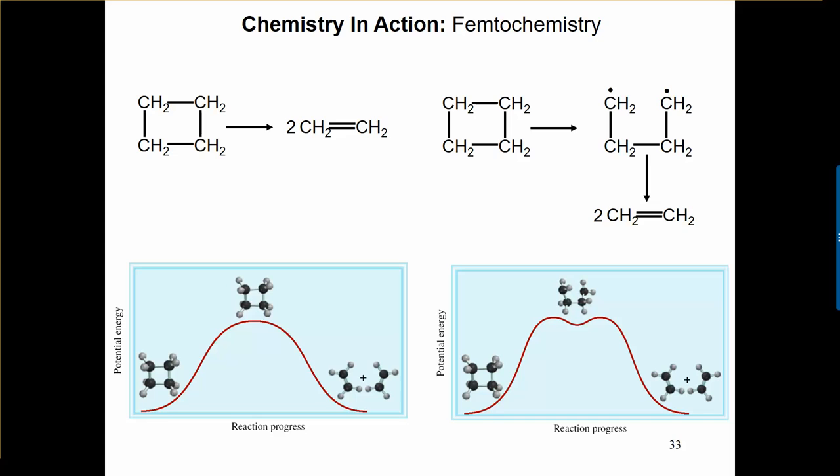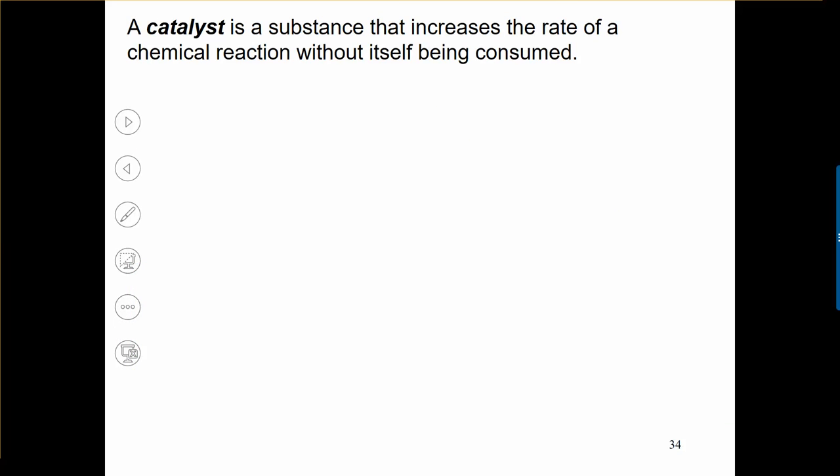You can see the kind of intermediate step that forms, and you have a second activation energy that leads to it. Catalysts. A catalyst is a substance that's going to increase the rate of your reaction. Your reaction will go faster if you have a catalyst present.